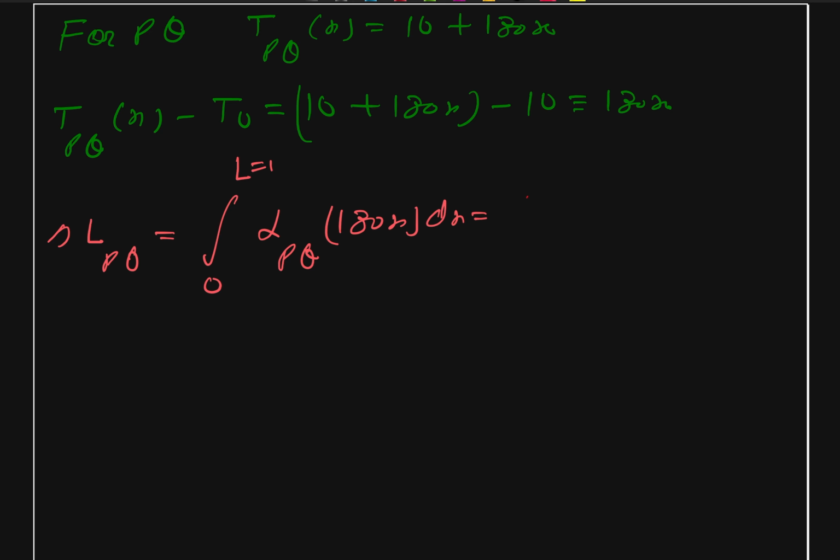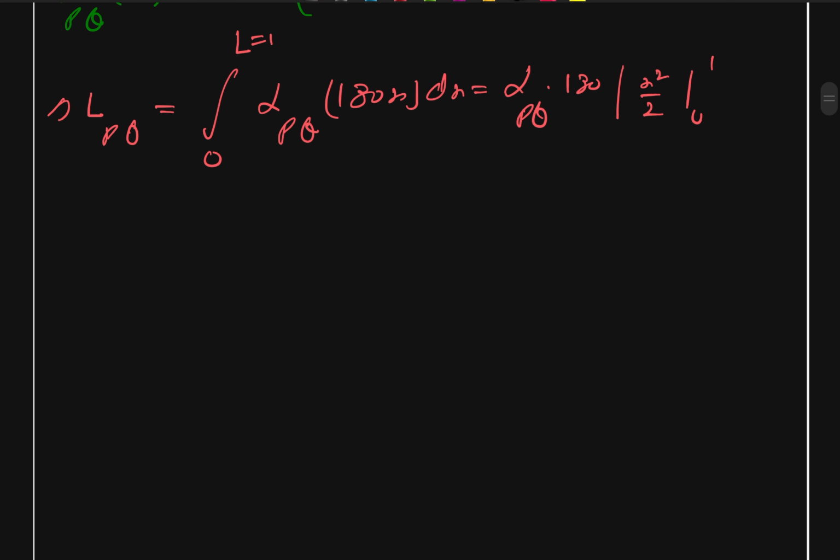So we get alpha of PQ times 130, and the integration will be x squared by 2 from 0 to 1. Therefore, delta L of PQ, with alpha given to us as 1.2 times 10 to the power minus 5, is 1.2 times 10 to the power minus 5 multiplied by 130 multiplied by 1 by 2, and this goes over 65.